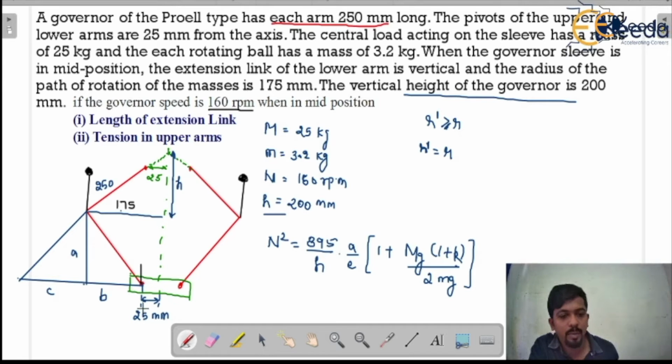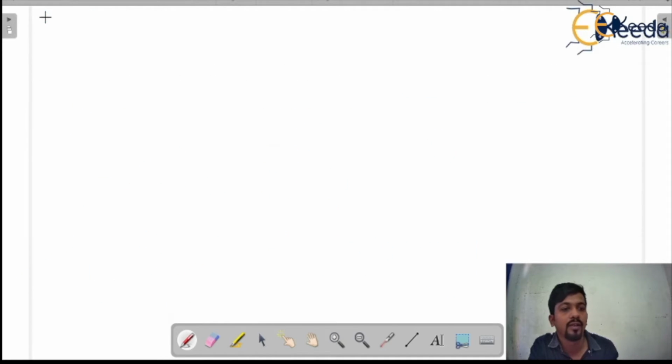So 175 minus 25, because this is the complete length. So 175 minus 25 is 150. That means the value of B would be 175 minus 25, which is equal to 150. So that is 150 mm, the length of B.